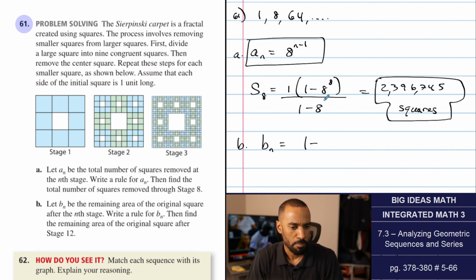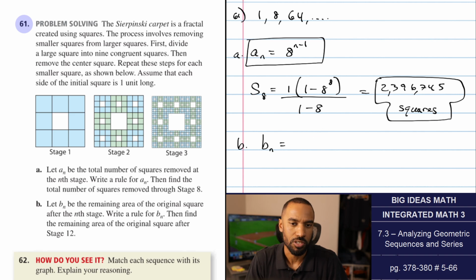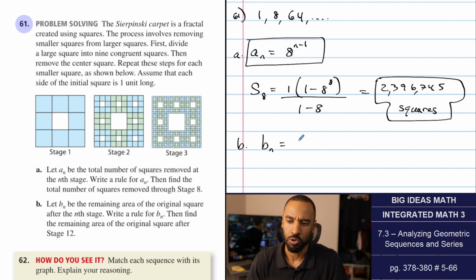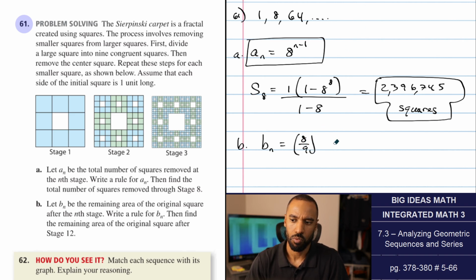B sub n is the remaining area of the original. Oh, here's the thing. You have 8/9 of what remains. If there are 9 squares cut out at this stage, you have 8/9 of the remaining squares. So instead of subtracting from 1, you kind of would, but you remove a square. So that's 8/9 to the n minus 1 power. I need to make sure that's right. Let me think about this.